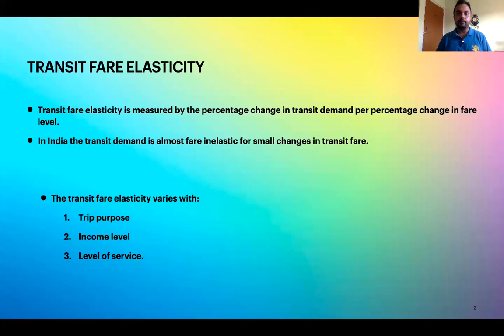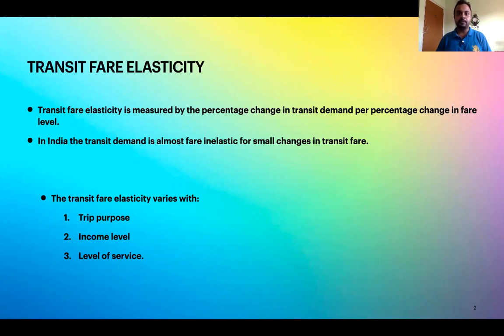Now, for example, let us talk about city bus system. Suppose we are talking about the city Guwahati, and suppose from Jalukbari to Paltan Bazar, the transit fare is 15 rupees. Now, if that 15 rupees is increased to 18 rupees, will there be some persons who will avoid going by city buses and use other transportation? Yes or no? If it is a very less increase, then the number of people who will shift the transportation mode will be very negligible or maybe zero.